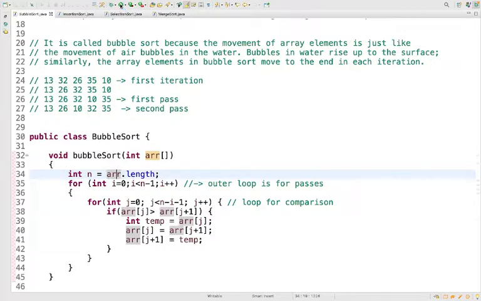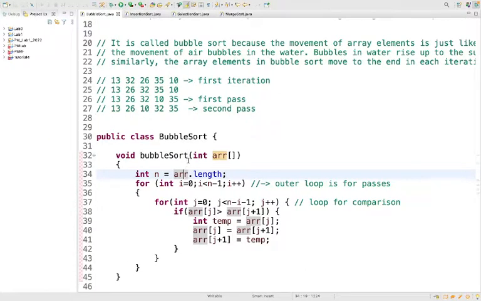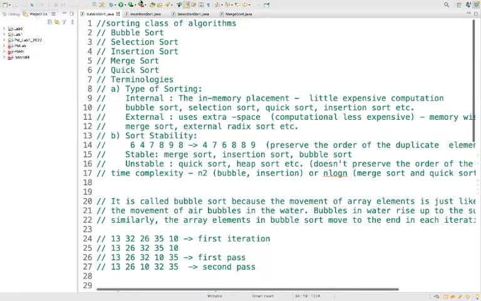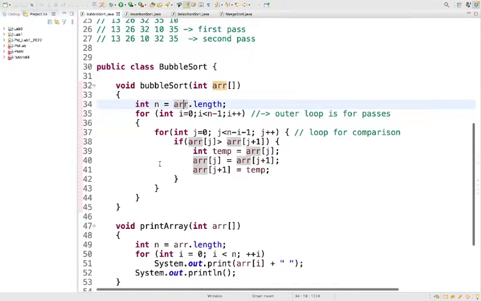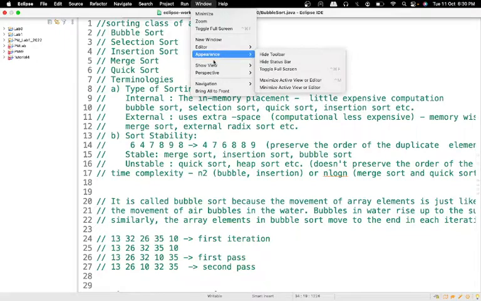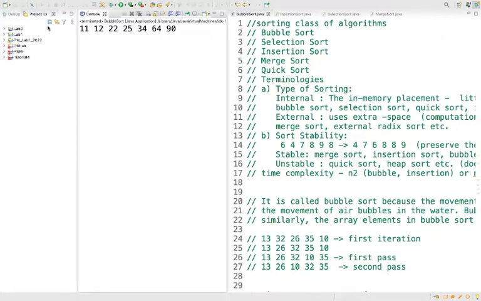Let's see how it will run. Okay, why is it not running? The console is not coming. Let me check the console. Yeah.